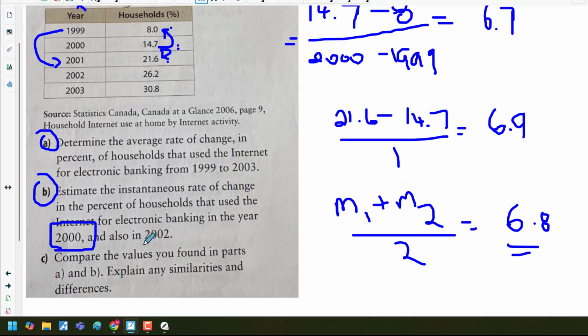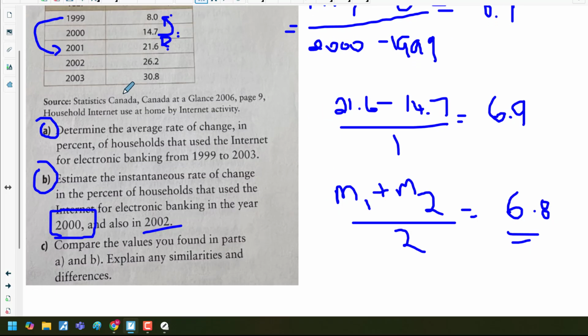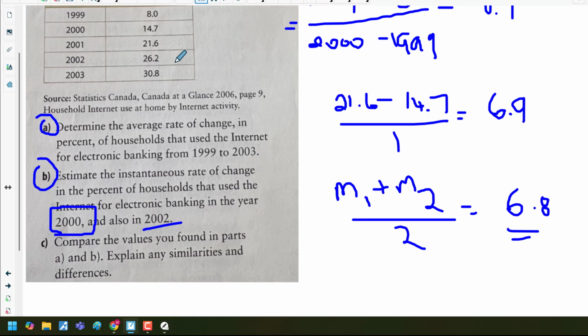And they also told us to do 2002. Yes, so the instantaneous rate at 2002. Now you just pick any one technique you want. I just wanted to use both techniques at least once, but now it's your choice. Which one do you want to use? You just skip the middle point entirely.